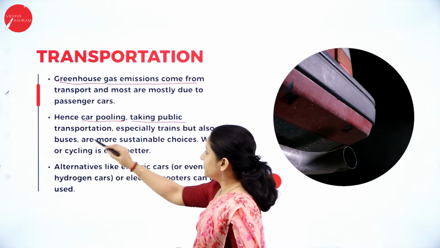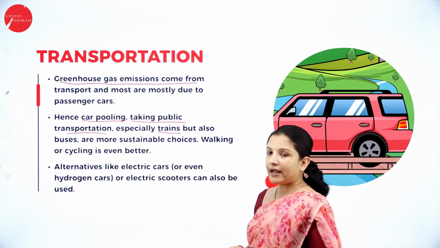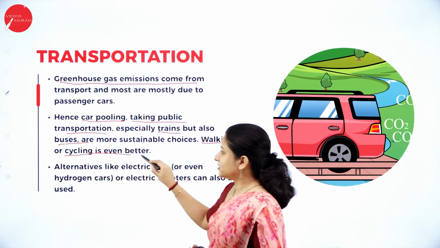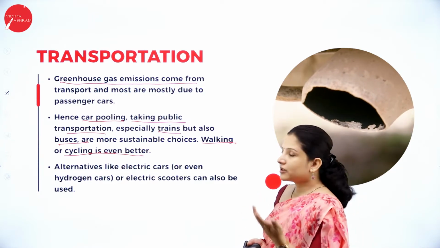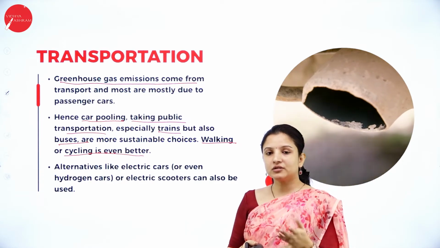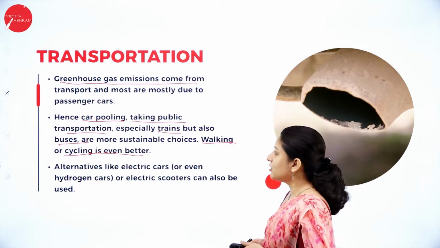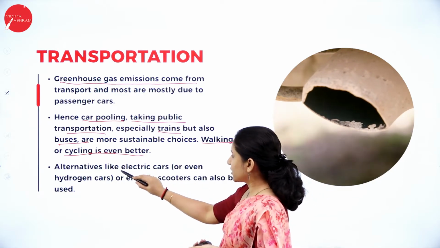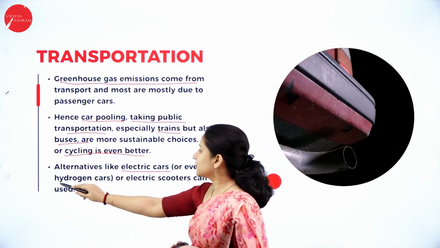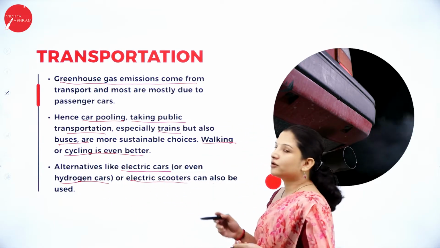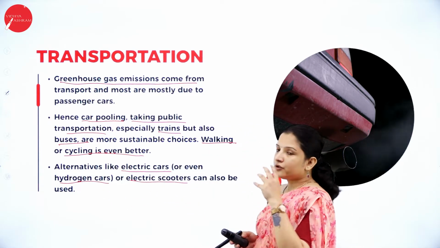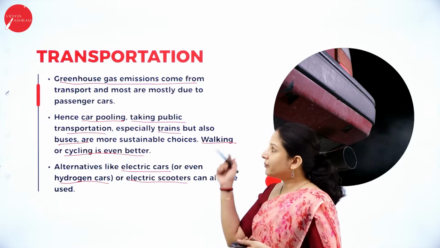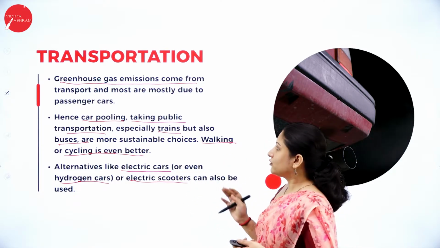And also by taking public transportation, especially trains and buses, and by walking or cycling if it is a short distance. That is also one of the ways you can maintain sustainability, or go in for sustainable development. Alternatives like electric cars, hydrogen cars, or electric scooters can also be used for commuting, so that you don't have to go in for petrol and diesel vehicles, which emit greenhouse gases, posing a threat to the environment and the ecosystem.